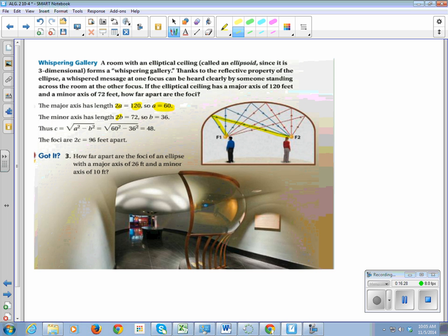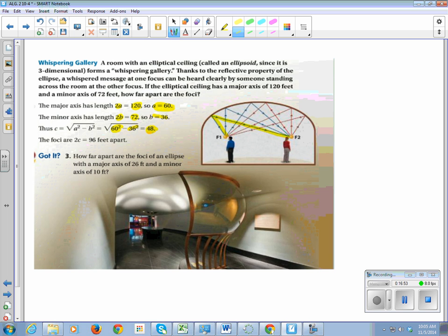The minor axis is 2b, which is equal to 72. So that means b has to equal 36. So then using the c equation, the foci equation, c squared equals a squared minus b squared. So you get 60 squared minus 36 squared, and then you take the square root. You'll find that it's 48.